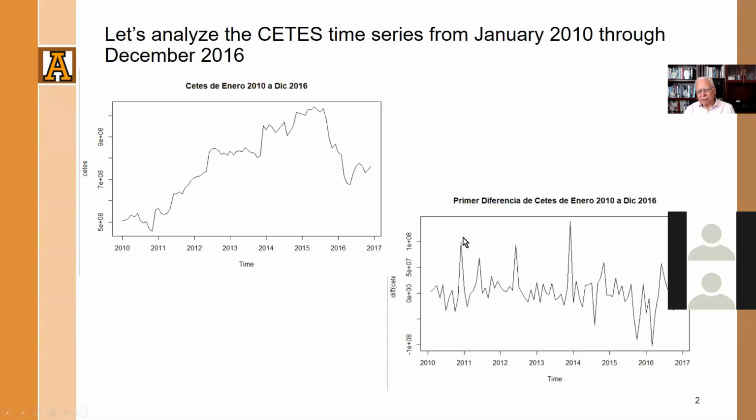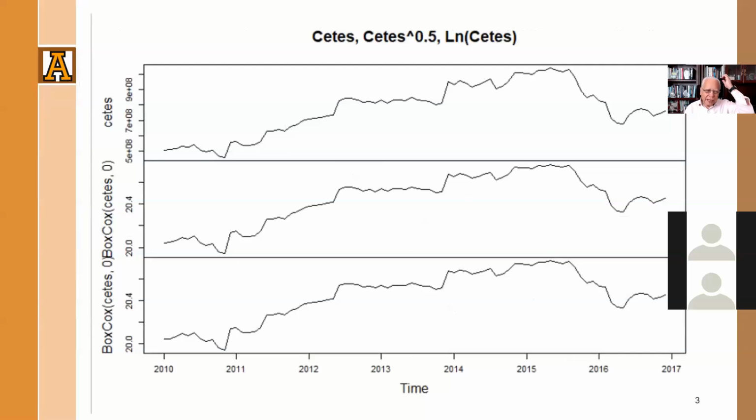So we need to check if we need to make a transformation. We run the Box-Cox function to understand what the optimal lambda is, and it turns out that the optimal lambda is 0.5. Now, 0.5 is close to 0, and since we know that we're going to have to difference the series at least once, it makes more sense to work with the logarithm, because the difference of the logarithms is the log of the ratio, so it's the log of the rate of increase or decrease of the series.